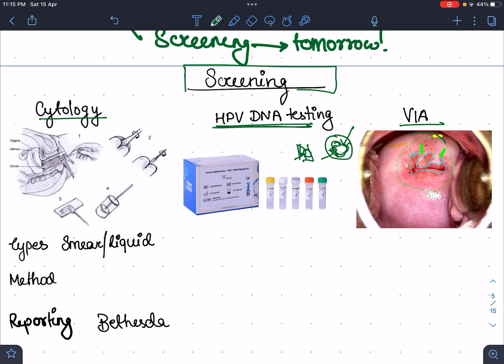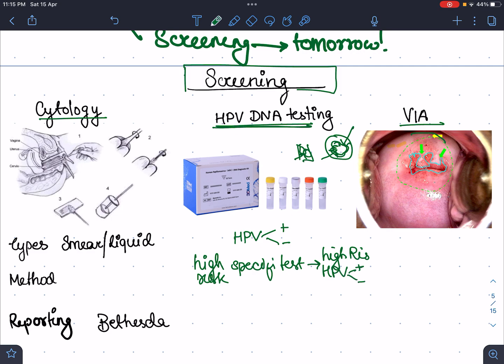Now there is a simple test which just tells us whether HPV is present or not. Then there are specific tests which can tell whether high risk HPV is present or not. I hope you can tell me which are the high risk HPVs. You remember the class 1 carcinogens I told you: 16, 18, 31, 33, 52, and so on. Even I don't know the full list, but you get the point. It doesn't tell which high risk type is present, only whether high risk HPV is present or not. Then there is a test for whether HPV 16 and 18 are present or not. So these are 3 types of HPV DNA tests available.